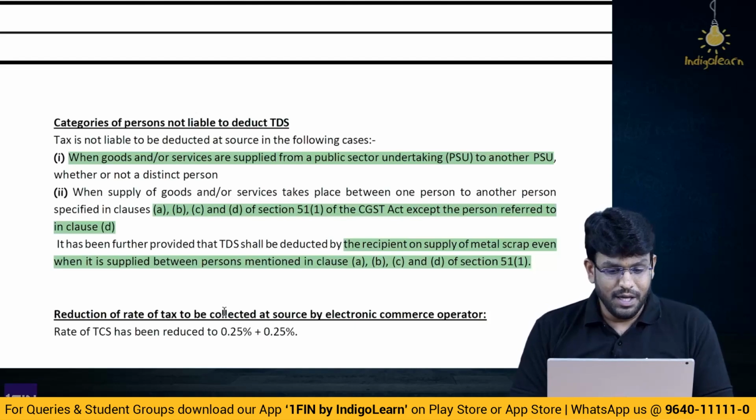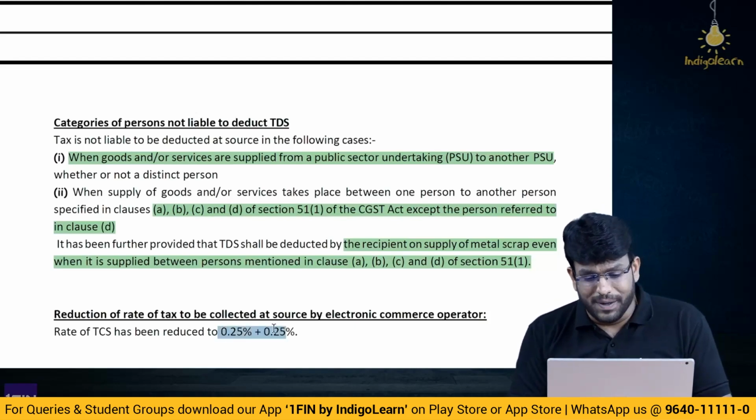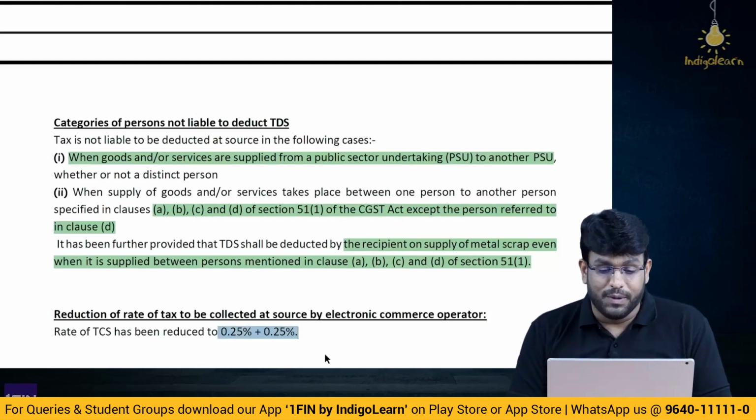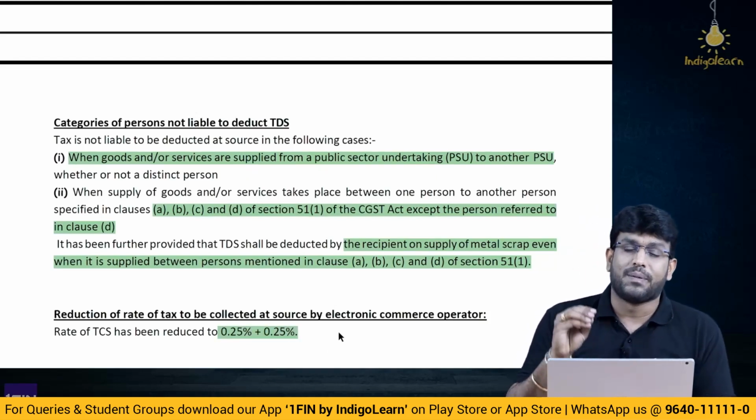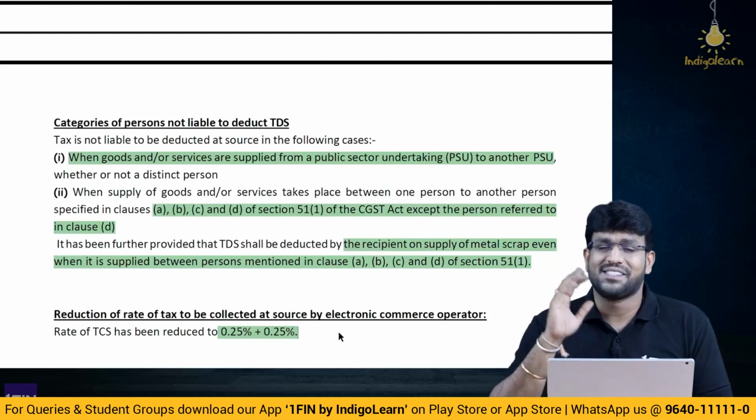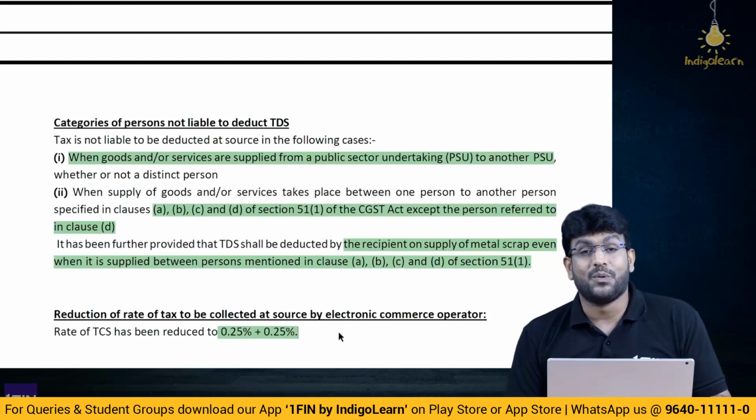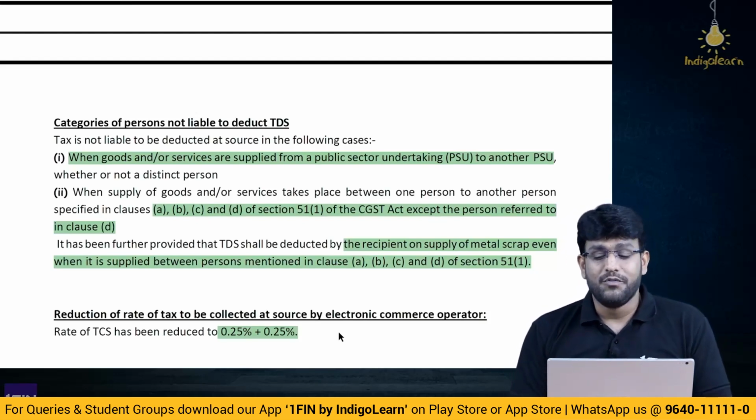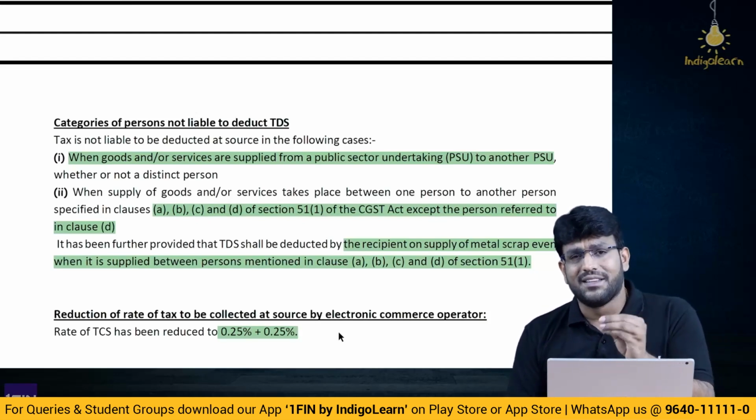Next. Rate of TCS. This got reduced, my dear friends. Once upon a time it was 0.5% plus 0.5%, IGST 1%, and now it is reduced to 0.25% plus 0.25%. If it is IGST, it is 0.5%. That's it. That's the amendment with respect to TDS and TCS. Few more interesting points are there. Let's see that also, my dear friends.